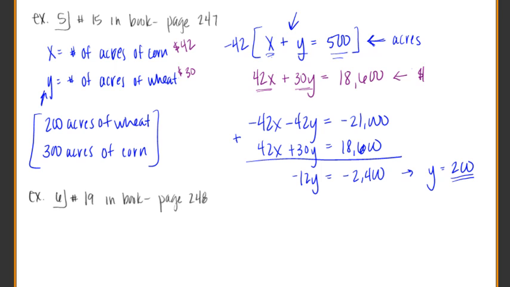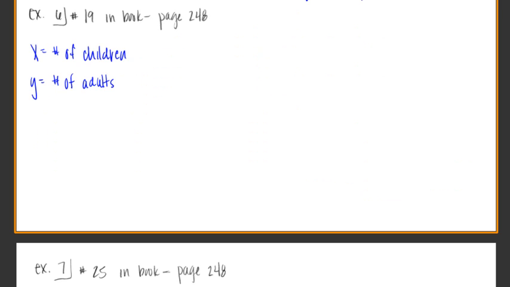All right, let's do something similar to this. Let's go on to example 6, which is going to be number 19 in the book. If you will pause the video for a second and just look at number 19, just get some thoughts together, maybe write down what you think the variables should represent, and then let's come back and work on the problem together.